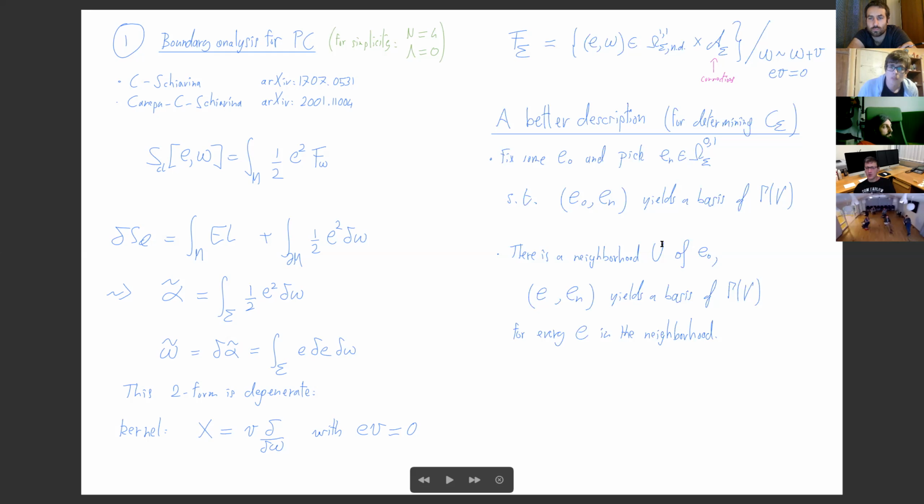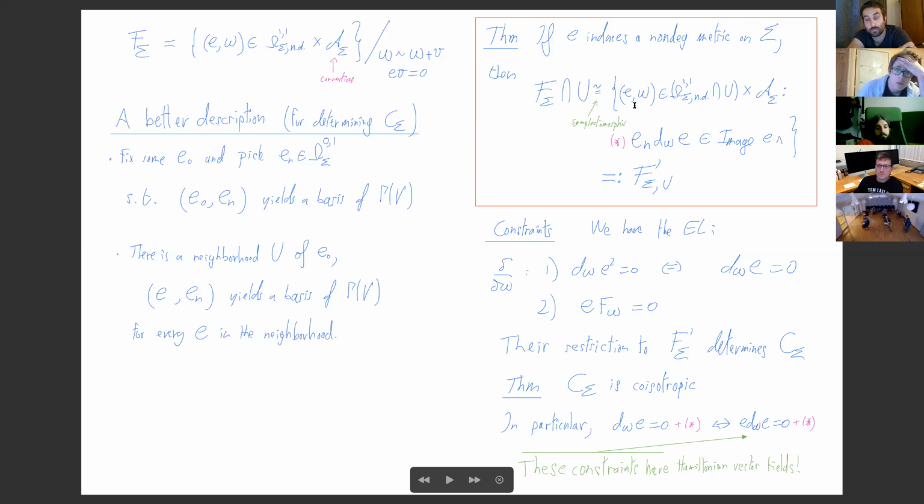And now in the neighborhood U of E0 in the space of fields, this En still completes E to a basis. This is an open condition. So we fix some reference E0, we fix some En that completes the basis E0, and this En will complete any E in the neighborhood of E0 to a basis. Okay, so these are the data. And now the idea is that we can take this F sigma intersected with this neighborhood, and instead of describing it as a quotient, we can describe it as a subspace.